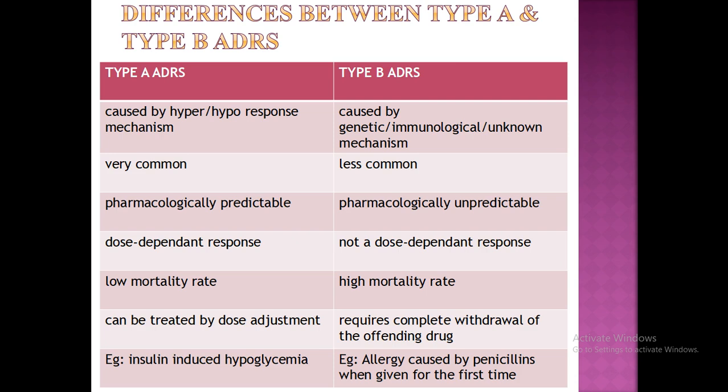Example of type A ADR is insulin induced hypoglycemia. Then type B ADR's example is allergy caused by penicillins when given for the first time. This is a very common reaction. With penicillins we can very commonly observe allergic reactions. So for every patient, before giving penicillin, they will be doing a patch test.